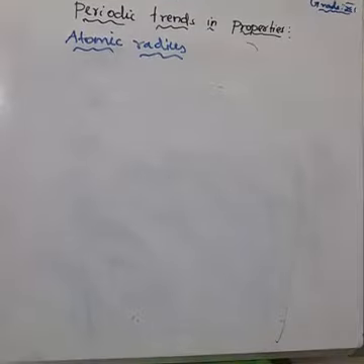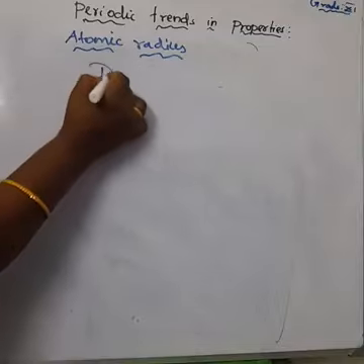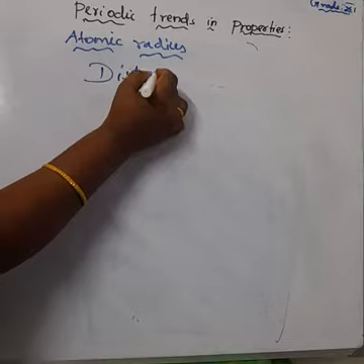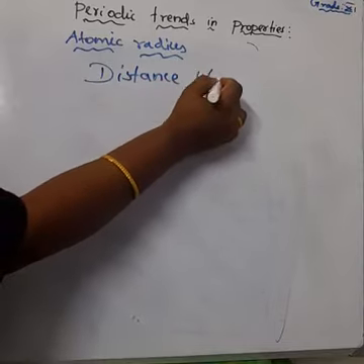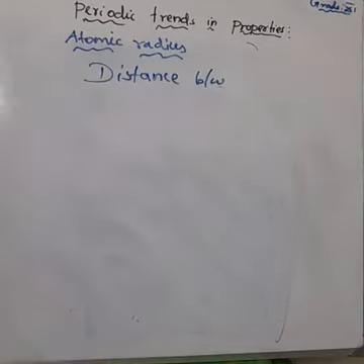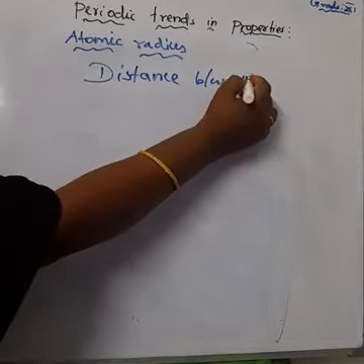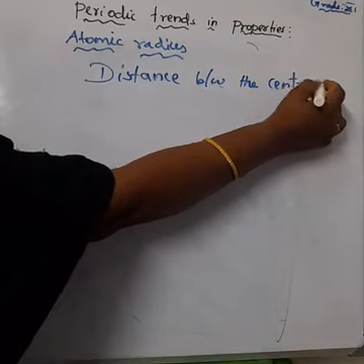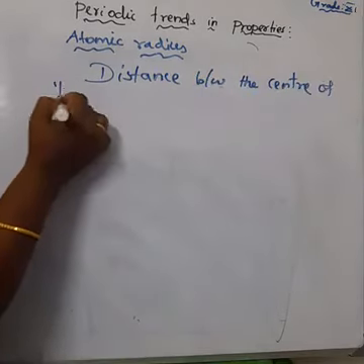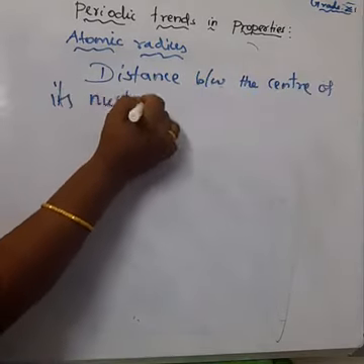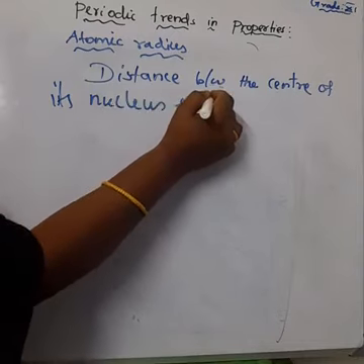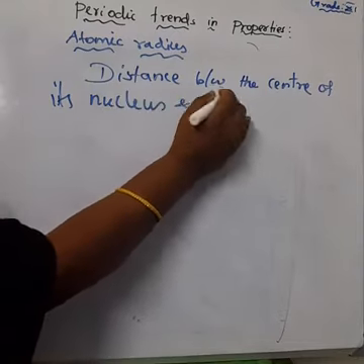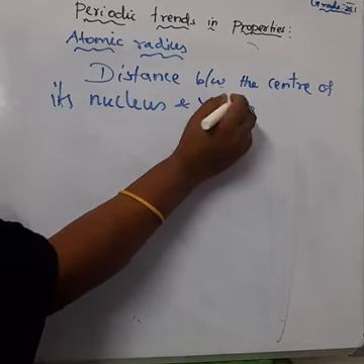So the atomic radius of an atom is defined as the distance between the center of its nucleus and the outermost shell containing the valence electron. What do you mean by atomic radius? The distance between the center of the nucleus and the outermost shell containing the valence electron.